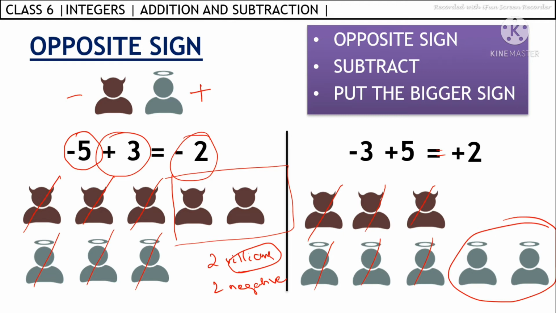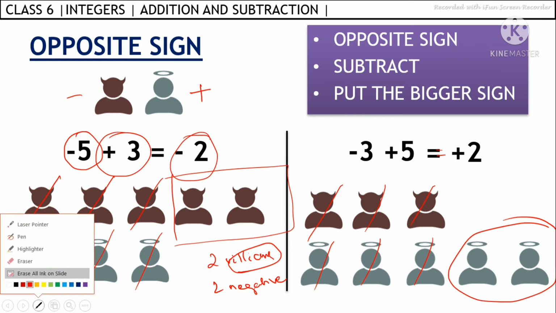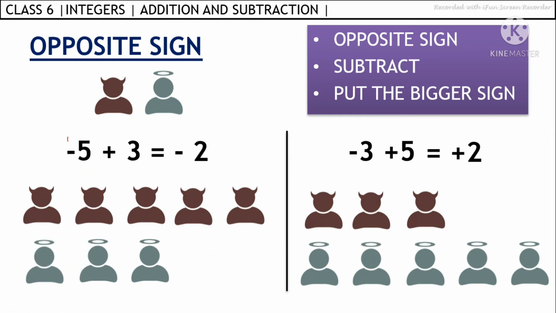So that's the easiest way to remember: opposite sign, subtract, put the bigger sign. Now see here how it works. Opposite sign, we have seen it. Then we will subtract them. When we subtract 5 and 3, we get 2. Then put the bigger sign. We can see here more negatives are there. Since our answer is negative, always see whose power is more. That sign only will get.